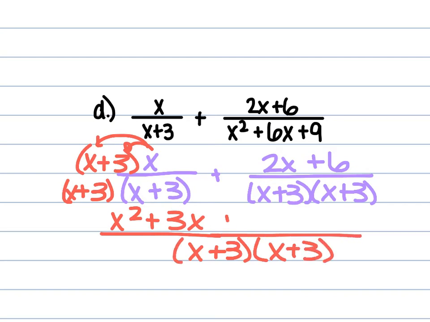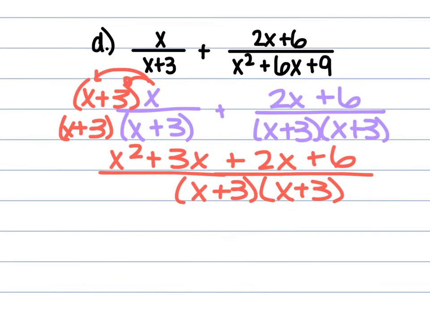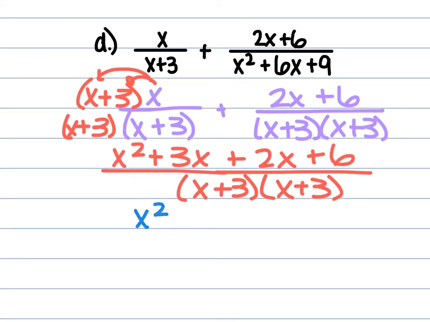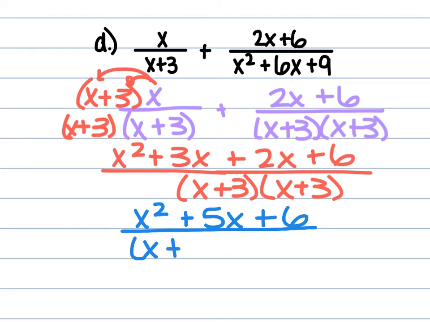and just combine my like terms here with my numerators, giving the plus 2x plus 6 on the top as well. My x squared is going to stay. 3x plus 2x is 5x, and then that plus 6 stays as well. So I'm going to have that over x plus 3 times x plus 3.